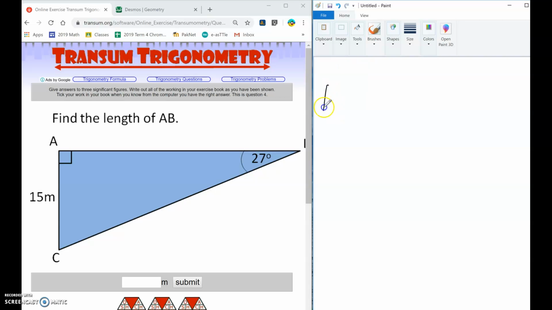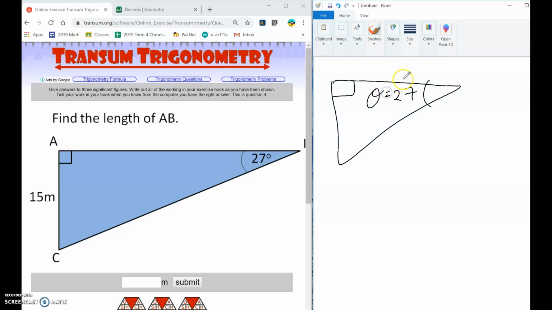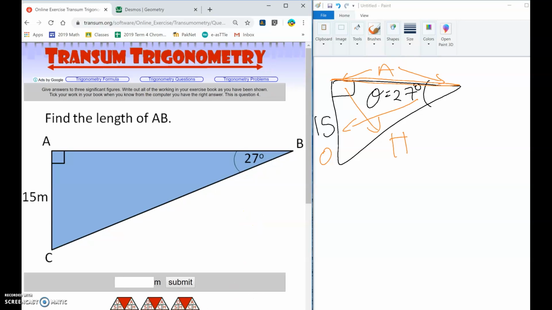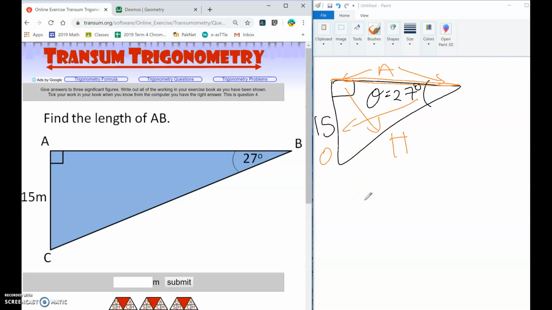And make sure we're on our pen. So here we have our diagram. Okay, here's our right angle. Here's our 27, which is our theta, or our angle. Here's our 15. Now, here's my angle, so that's opposite. Here's my right angle, so that's hypotenuse. This length here is touching the right angle and the angle, so it's adjacent. Find length AB. So AB is this length here. The B is there. Okay, so that's length AB.